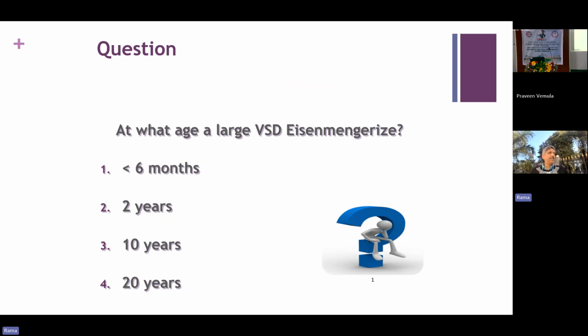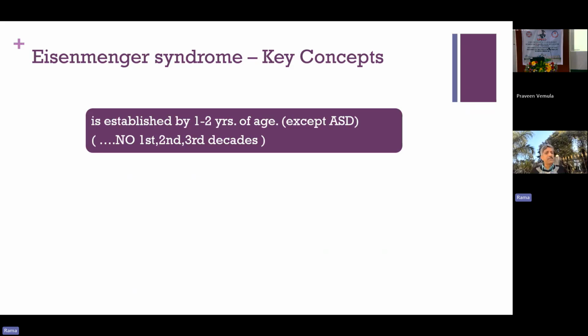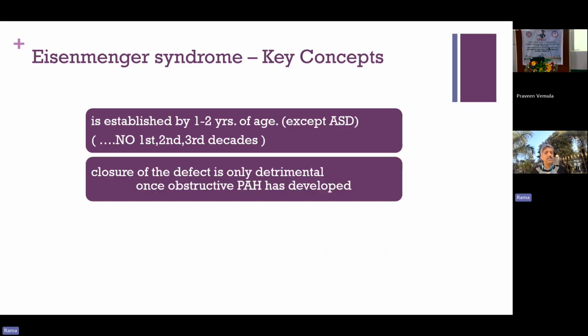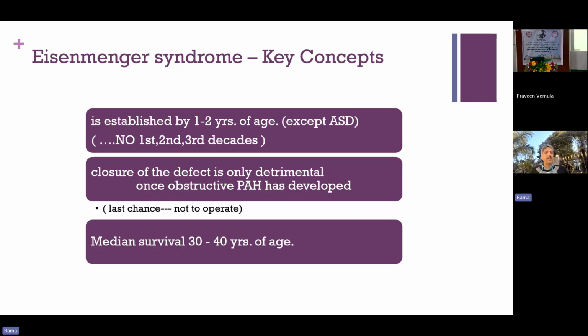Symptoms of dyspnea happen in VSD, and exercise limitation starts to maximize at 20 years of age, but the process of inoperability starts around 2 years of age. The key concept is established by around 1 to 2 years of age, whereas ASD may take 1 or 2 decades. Closure is detrimental, and the best thing is, when you are in doubt, you should not operate. The median survival is roughly 30 to 40 years. Maybe it is going up to 40 years now in uncomplicated lesions. But the moment you operate on them, their longevity goes down and they become a kind of IPH. Their longevity is limited to a few years.